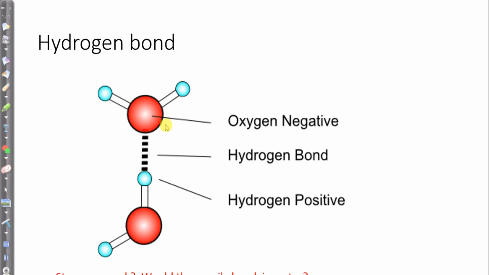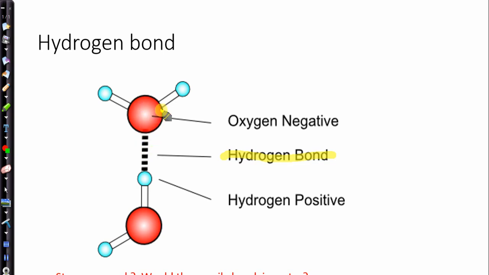Think about this. If oxygen becomes a little bit negative because it pulls electrons close to it, and hydrogen becomes a little positive because electrons got pulled away from it within these polar covalent bonds, this negative and this positive slightly attract one another, and that forms our last type of bond, a hydrogen bond. A hydrogen bond is a weak attraction between hydrogen that's slightly positive and some other negative atom.